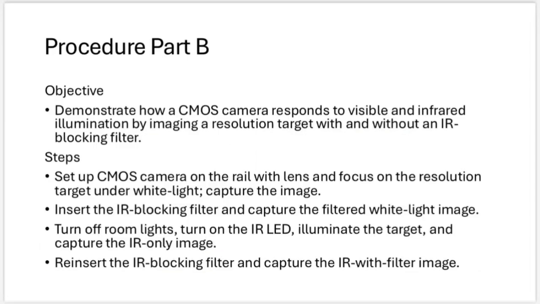So for part B, we sought to demonstrate how a CMOS camera responds to both visible and infrared light. We began by setting up a camera on the rail and capturing images under white light illumination, and then inserting an IR blocking filter. We then repeated this experiment with an IR LED illuminating our target.